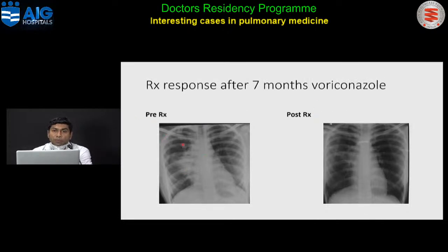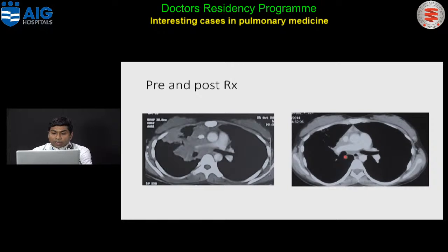This is the pre-treatment X-ray. You can see that the X-ray is showing a large hilar mass lesion, and after 7 months of treatment you can see the post-treatment X-ray. The X-ray is showing resolution of the hilar mass lesion. And let us also see some of these CT slices.